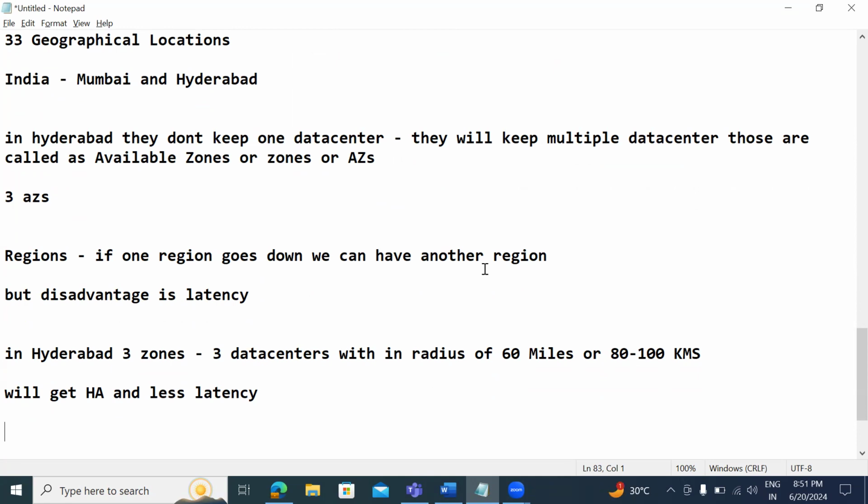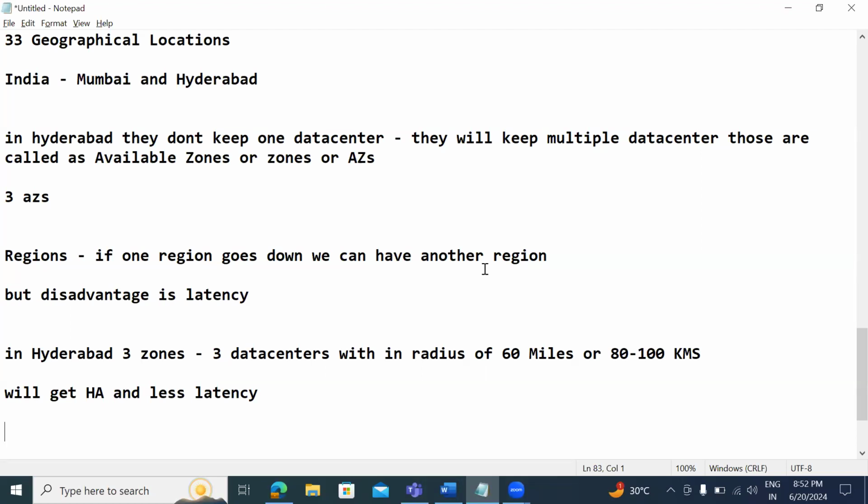What is the problem with the regions? Latency would be more. If we want to transfer data from US to India, it takes a lot of time. The solution for that is that AWS sets up availability zones within a radius of 60 miles or 100 kilometers. What is the advantage with that? If one zone goes down, we can have another zone.